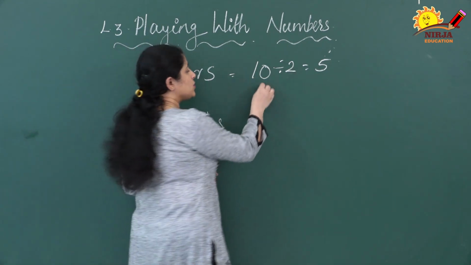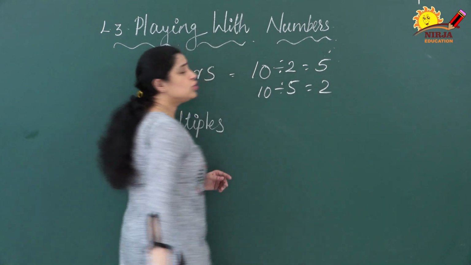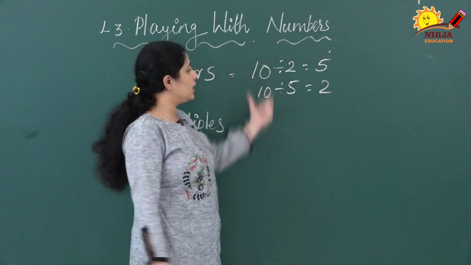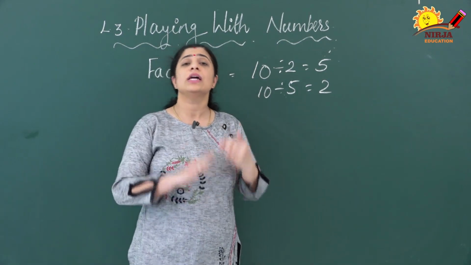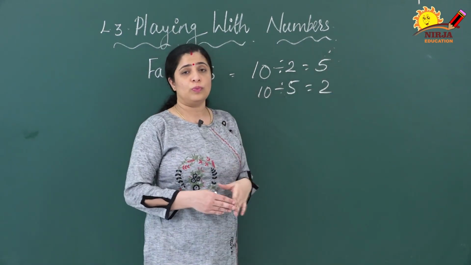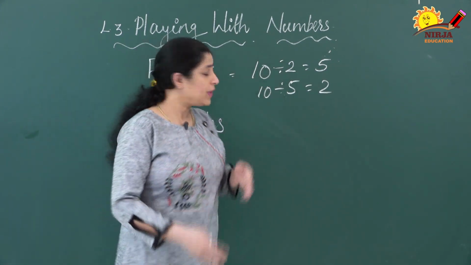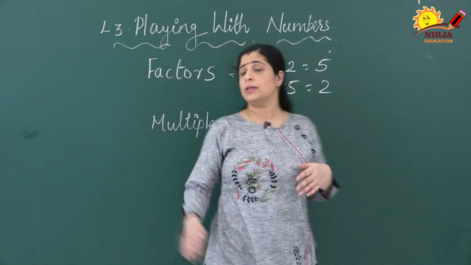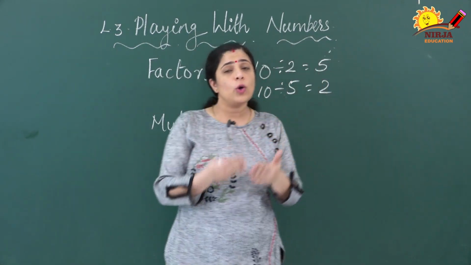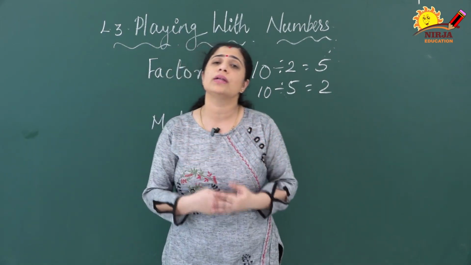Again, we can do the opposite also. 10 divided by 5, you will get 2. So 5 is also a factor of 10. So here we can tell that the factors of 10 are 5 and 2. I hope you understood what is meant by factor. The next term is multiple. So what are multiples? Multiples means when you multiply a number by another natural number, you will get a multiple of that number.